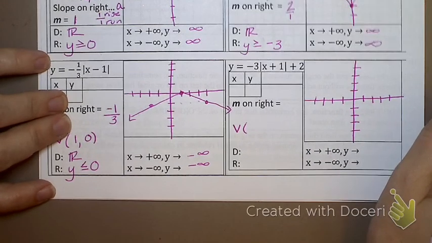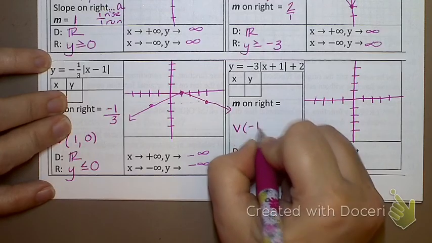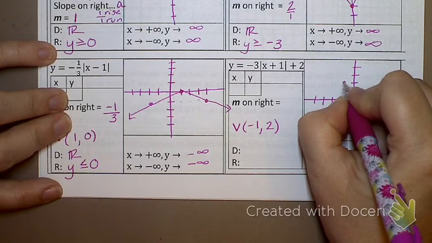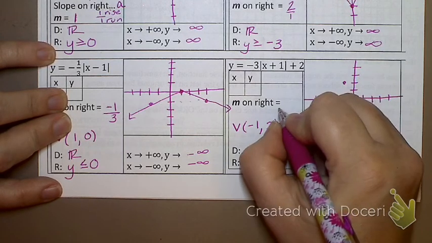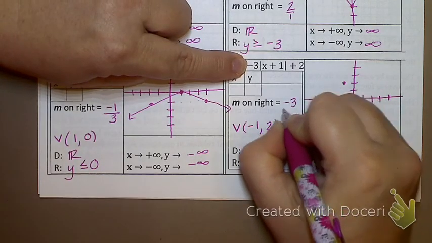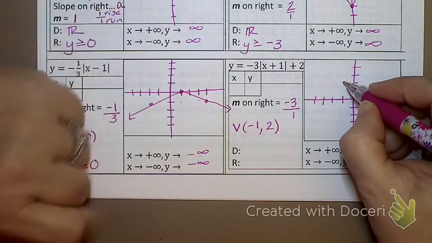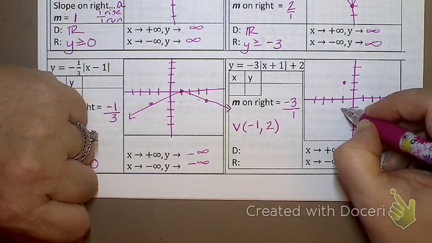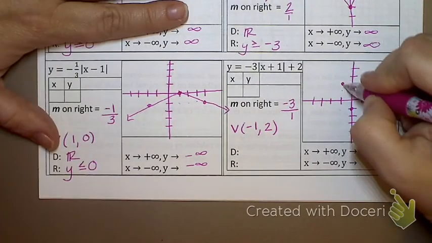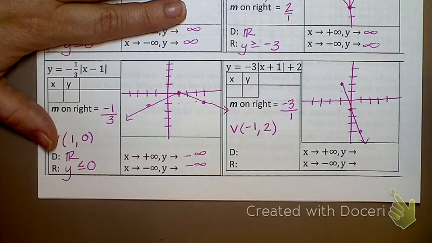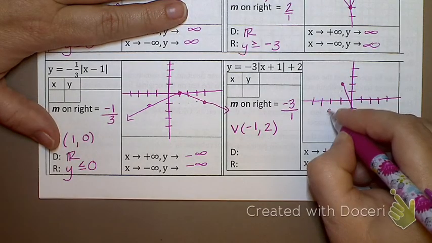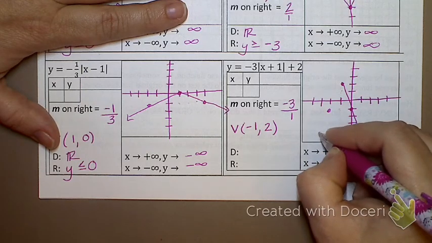What's my vertex? Negative 1, 2. So negative 1, positive 2. What is my slope on the right? Negative 3, which I'm going to think about as negative 3 over 1. So starting at my vertex, I go down 3, right 1, down 3, right 1. That's the right side of the V. Go back to my vertex, and this time go down 3, left 1, down 3, left 1.